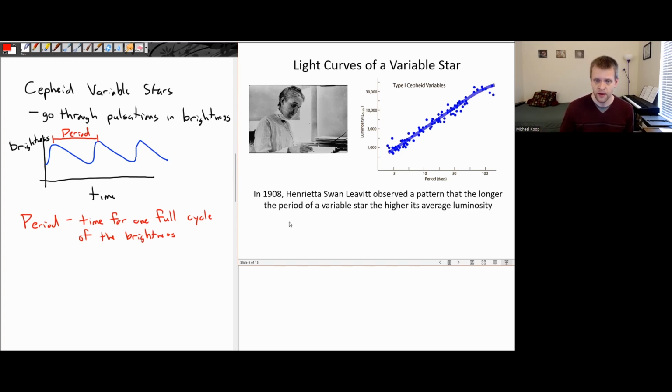But what Henrietta Swan Leavitt observed was that the longer the period of this variable star, the higher its average luminosity. So this is a key piece of information. So longer period corresponds directly with higher luminosity.